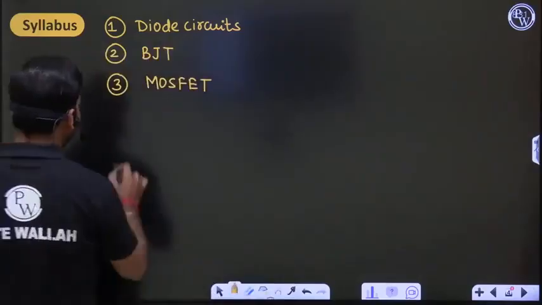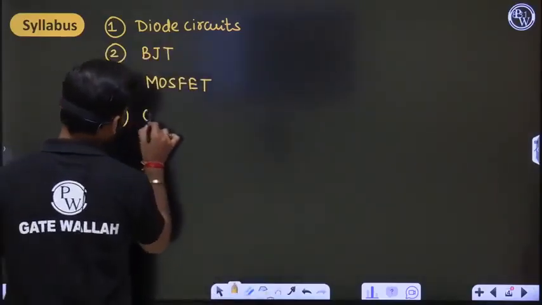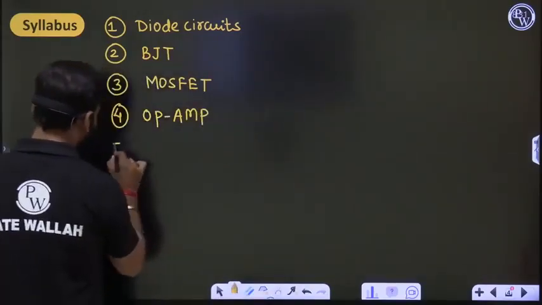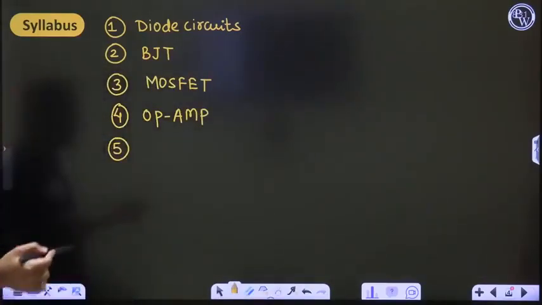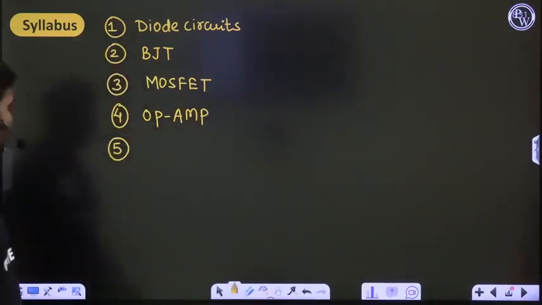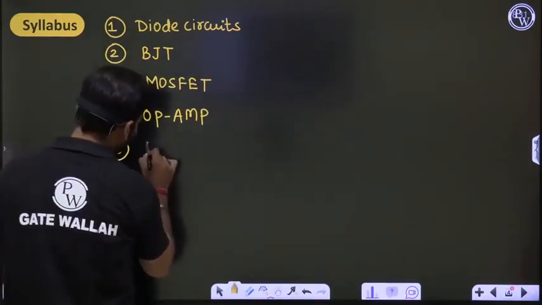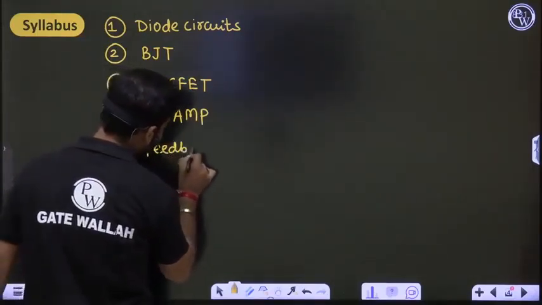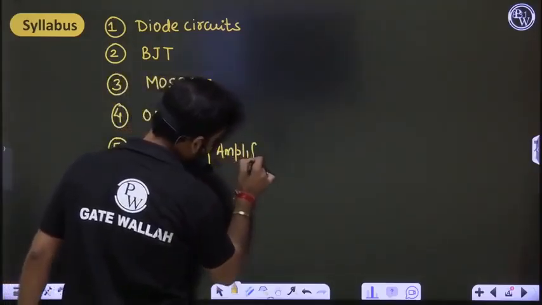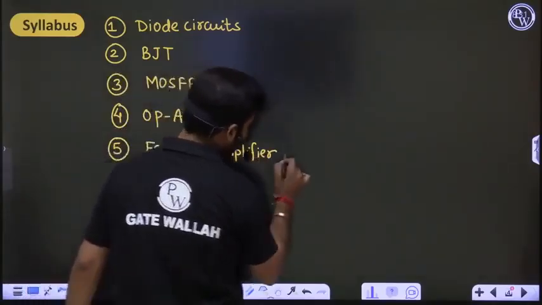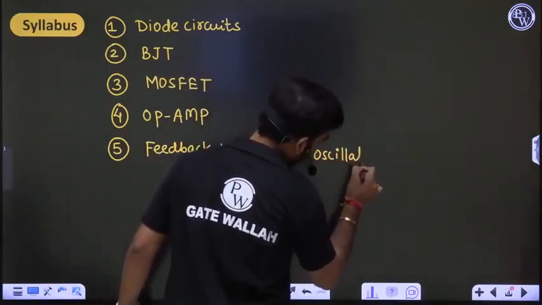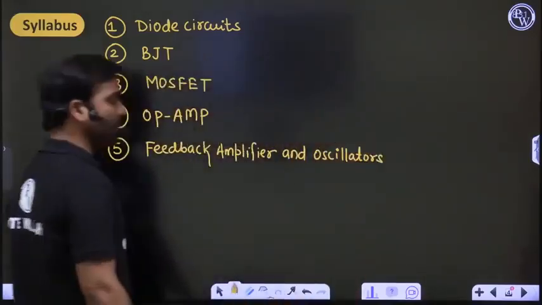Fourth one is op-amp, operational amplifier. Fifth topic is, so we have covered all the great amplifiers like BJT, MOSFET, op-amp, and the diode circuit. And then we will have feedback amplifier and oscillator circuits. Feedback amplifiers and oscillators, that we will discuss.